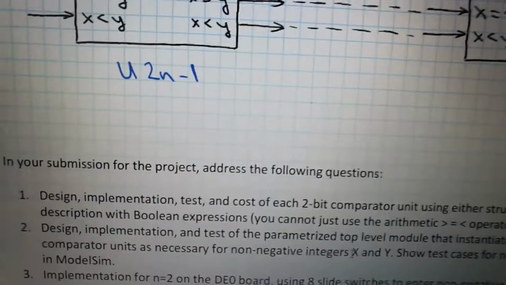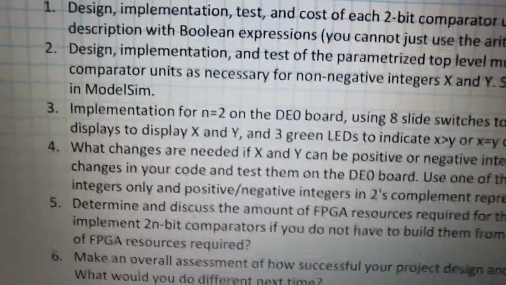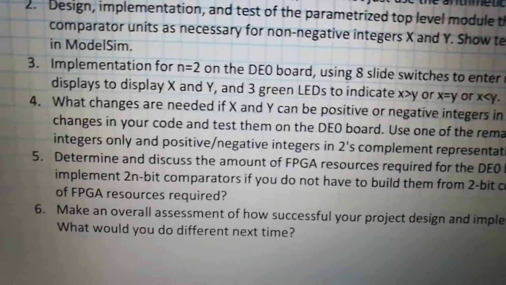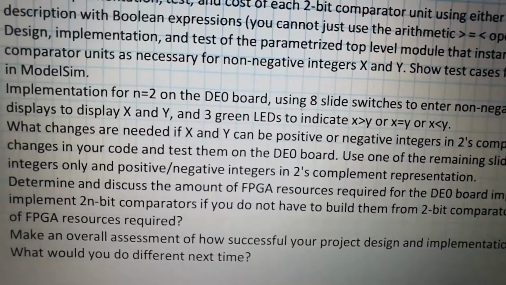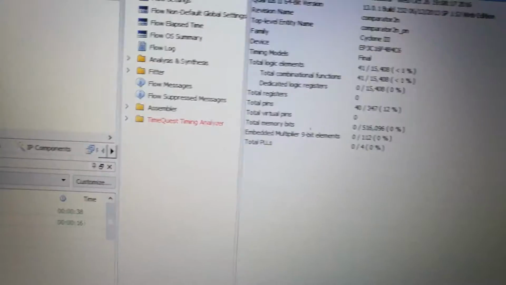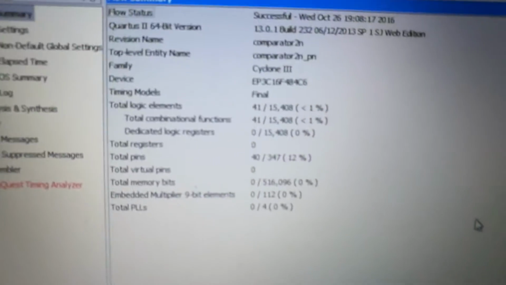Let's go answer some of the questions in parts 5 and 6. Well, let's discuss the amount of resources that I used. I can show you here in my Quartus.